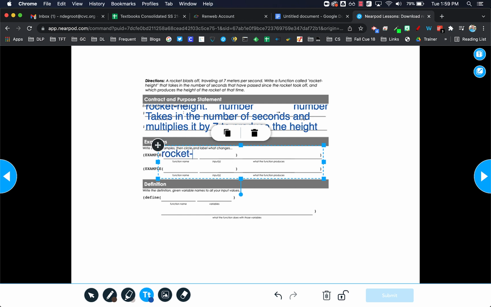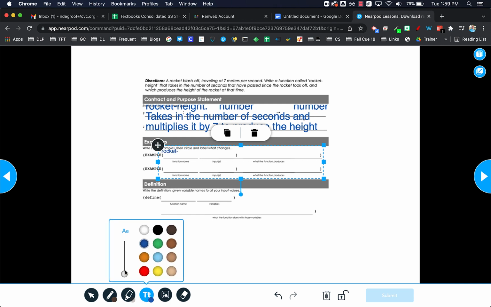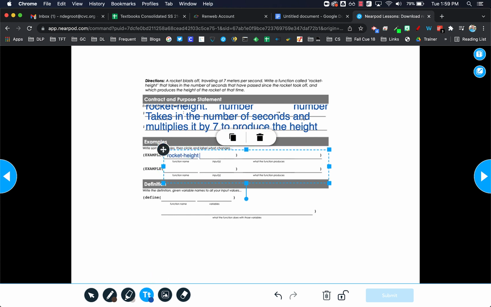Now we'll do rocket. I'm going to make this a little smaller text here. All right, so we're going to do rocket height. If I gave it the number 5, here's the thing. It's asking for what the function produces. Now we know that if I do 5 times 7, I would get 35. So I could write 35 right here. But the question then becomes, what if I do this? Well, I don't know that answer off the top of my head.